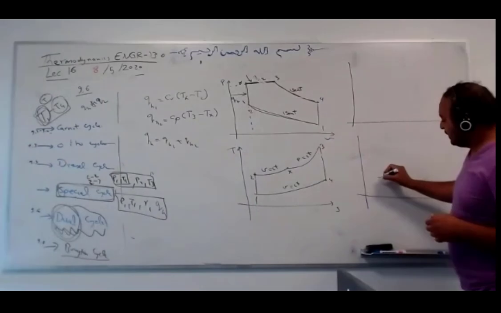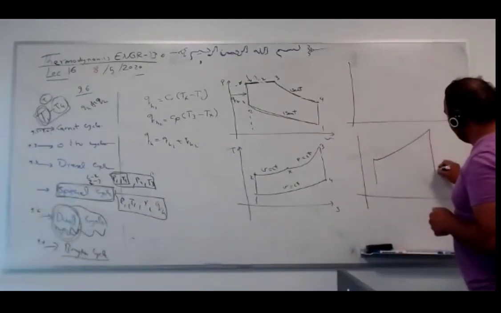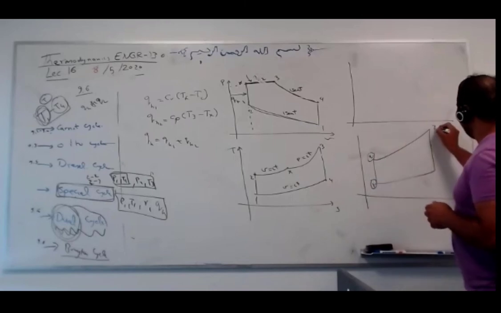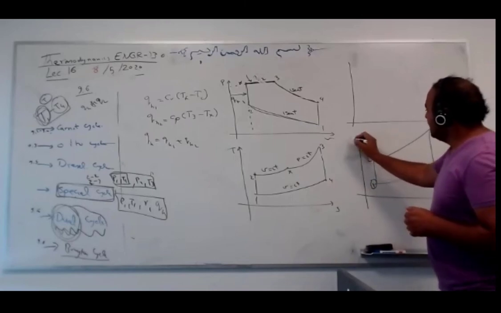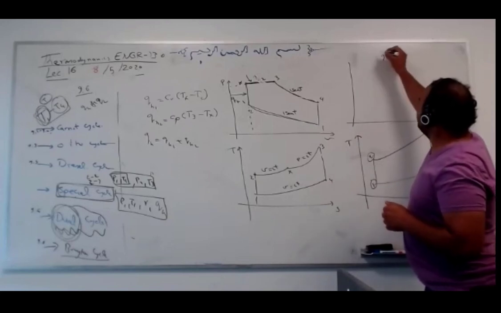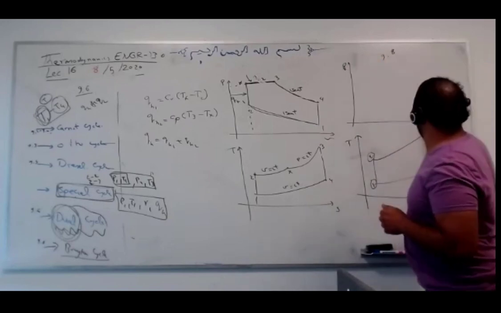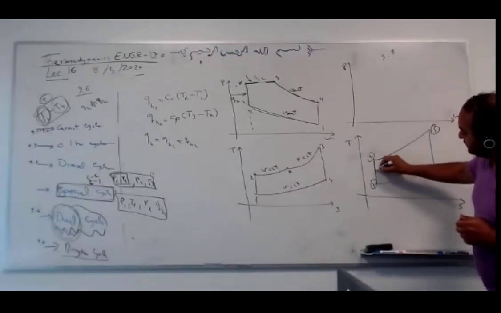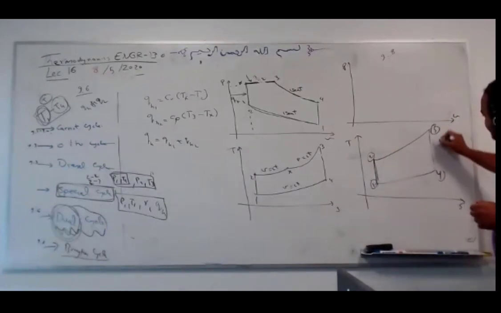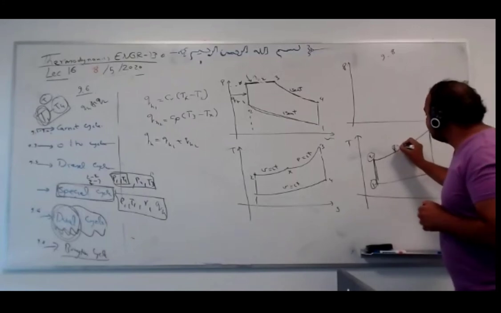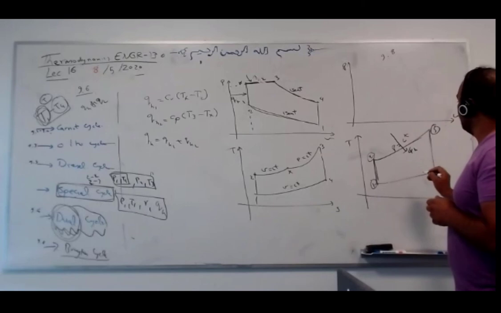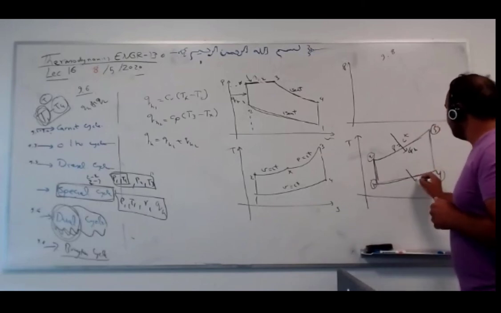So if you plot it, for example on a TS diagram, it's 1 to 2, 2 to 3, 3 to 4, 4 to 1. This is called the Brayton cycle. We're going to repeat it at the beginning of the next lecture. This is the PV diagram and this is the TS diagram. Here, isentropic compression. This is isentropic expansion. Here, constant pressure heat addition. Constant pressure heat rejection.